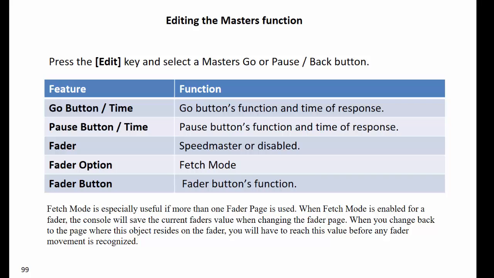Fetch mode is especially useful if more than one fader page is used. When fetch mode is enabled for a fader, the console will save the current fader's values when changing the fader page. When you change back to that page where this object resides on the fader, you will have to reach this value before any fader movement is recognized. And the fader button allows you to change its function from the pull down.